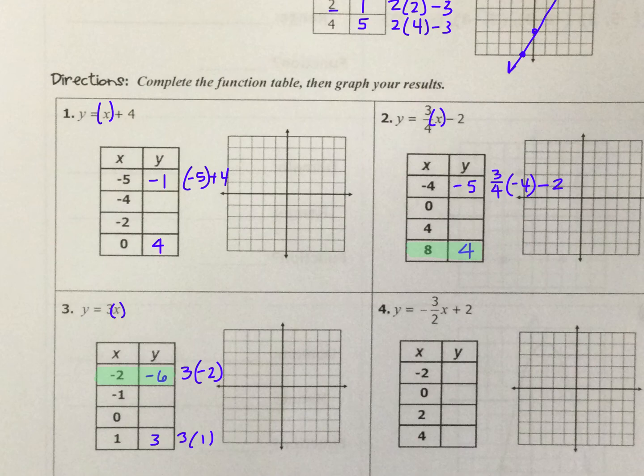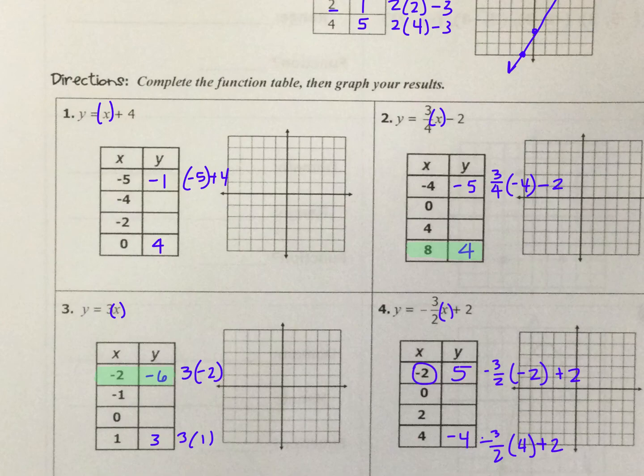All right, let's look at number 4 now. The equation I have is -3/2 times x plus 2. So, -3/2, instead of the x, I'm going to say -2 plus 2. When you type that into your calculator, you end up with a 5. All right. When I do this bottom one down here, -3/2 times 4 plus 2, we end up with a -4.